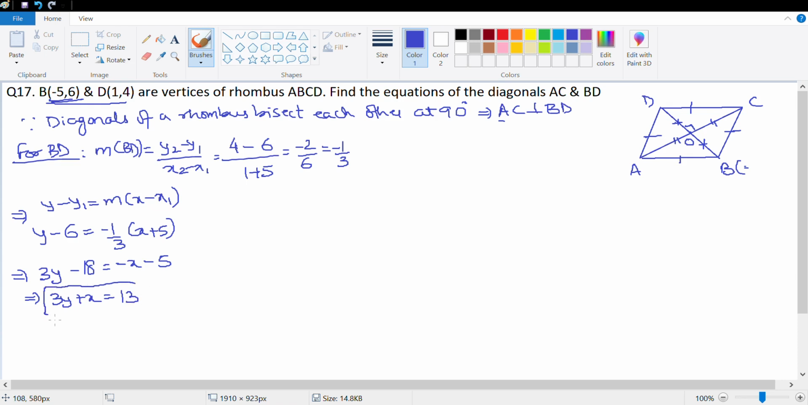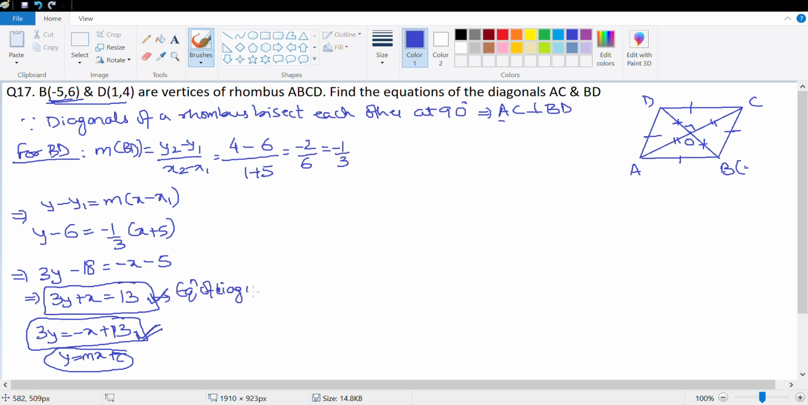Like I said in the previous video, you can write the equation in whichever form. 3y is equal to negative x plus 13 is also fine. I usually prefer to write it in the form y is equal to mx plus c. So most of the time you will see me write the answer as this, but you can write the answer as this as well. Perfect. So this is the equation of diagonal BD. Perfect. So now we've got the first equation.